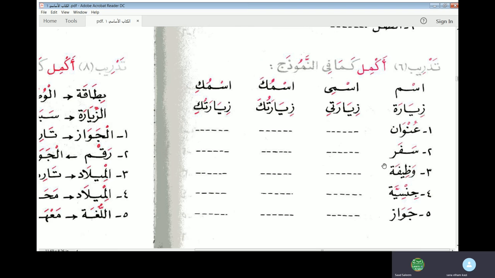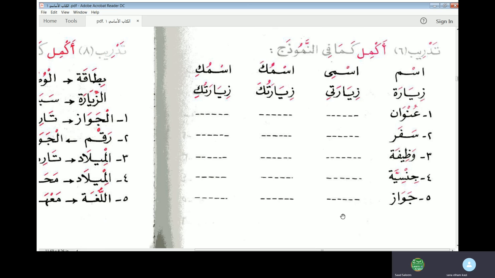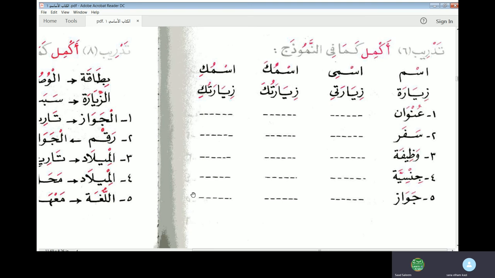Vazifati, my job, vazifatuka, your job, vazifatuki, your job, feminine. Jinsiya, nationality, jinsiyati, my nationality, jinsiyatuka, your nationality, jinsiyatuki, your nationality, feminine. Jawaz, passport. Jawazi, my passport, jawazuka, your passport. Jawazuki, your passport, feminine.